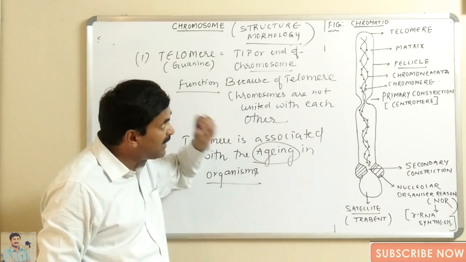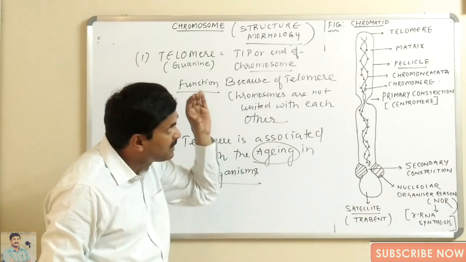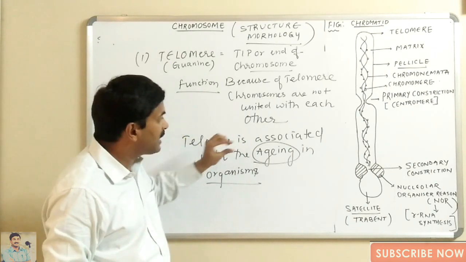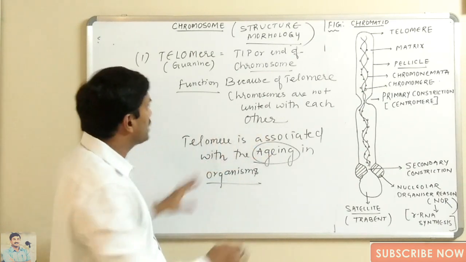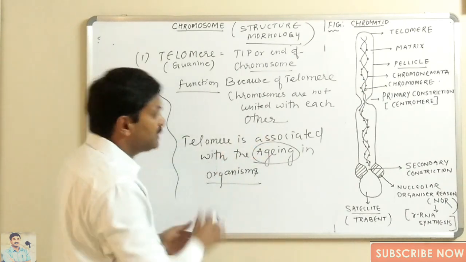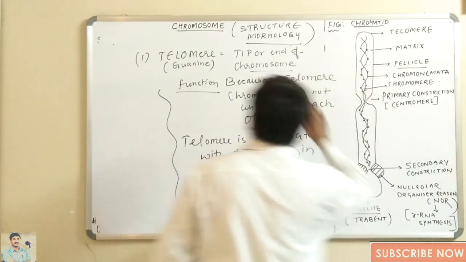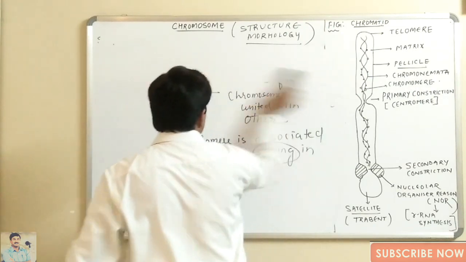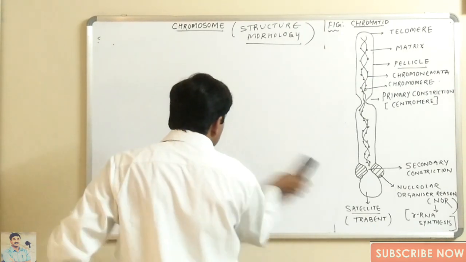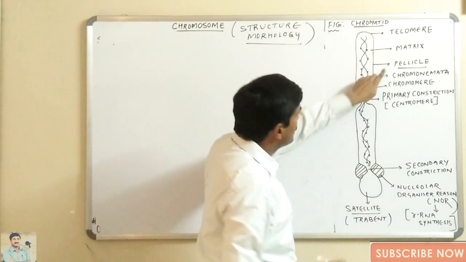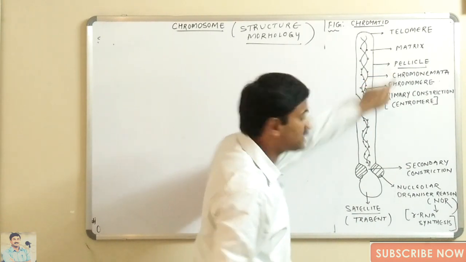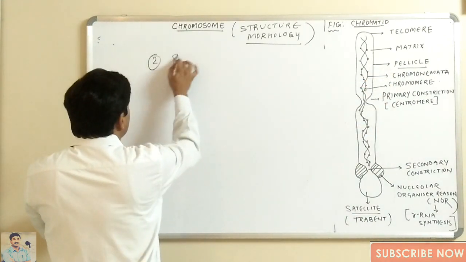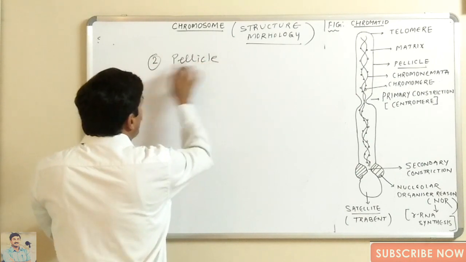As our lifespan increases, what happens? The size of the telomere shortens and the person becomes aged. So these are the two functions of the telomere. The tip of the chromosome is called the telomere. Now, the second one, just concentrate here, is known as the pellicle. Second part, pellicle. What is pellicle?